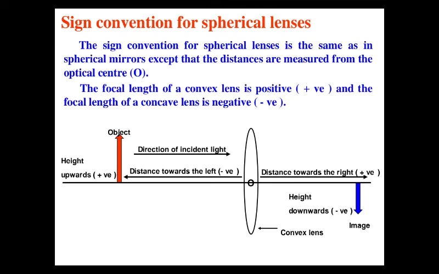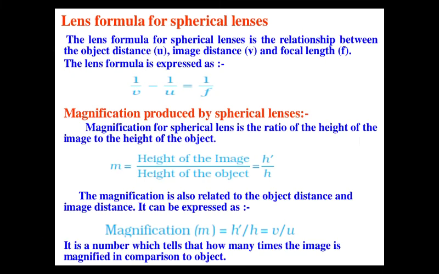Now the next topic is the lens formula. The lens formula for a spherical lens is the relationship between the object distance, that is u, the image distance, that is v, and the focal length, that is f. And it is 1 by v minus 1 by u is equal to 1 by f.